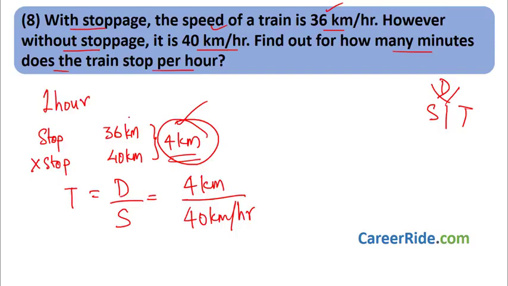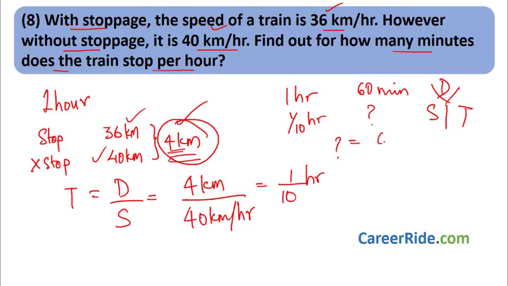Because of stopping, the speed becomes 36 kilometers per hour. That is not ideal, because we are losing 4 kilometers. But if we do not stop, the speed becomes 40 kilometers per hour. That means we will be on time. That is a good thing, an ideal thing. So whenever we have to calculate wastage, we have to consider the ideal speed. So we take 4 kilometers divided by 40 kilometers per hour, that would be 1 by 10 hour. So if 1 hour has 60 minutes, how many minutes does 1 upon 10 hour have?